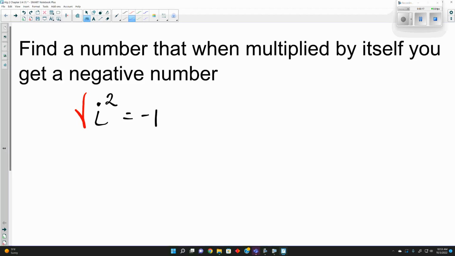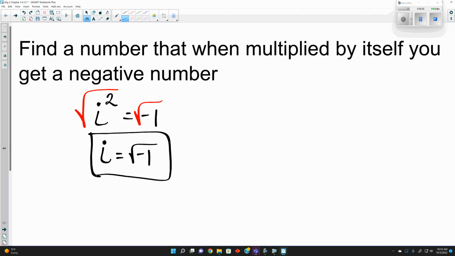Well, if we solve this, we can take the square root of both sides. So really what we're saying is our number is going to end up equaling the square root of negative 1, which doesn't exist. So what we end up with here is this: i, our imaginary number, is the square root of negative 1.